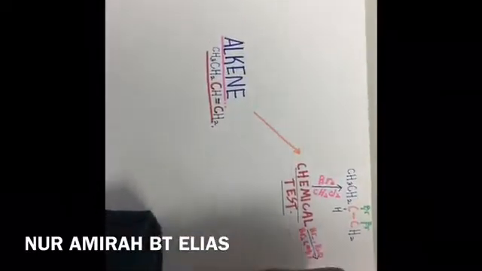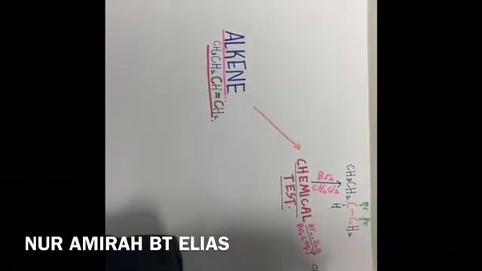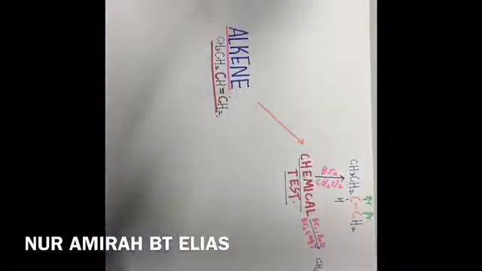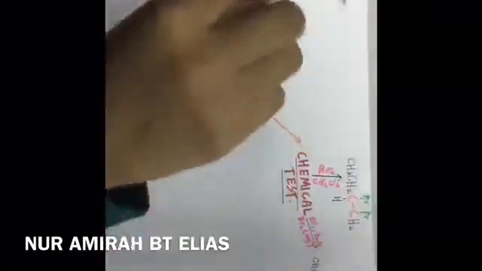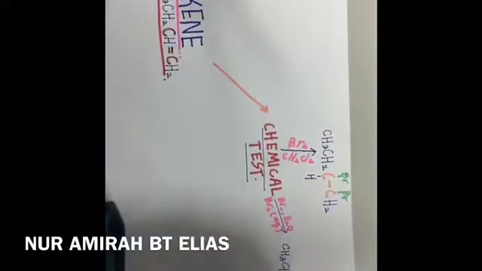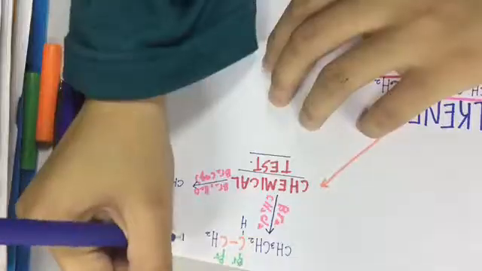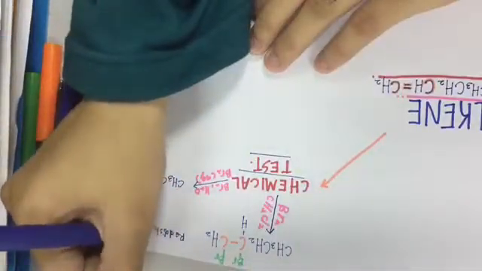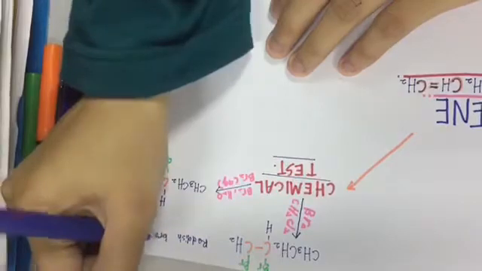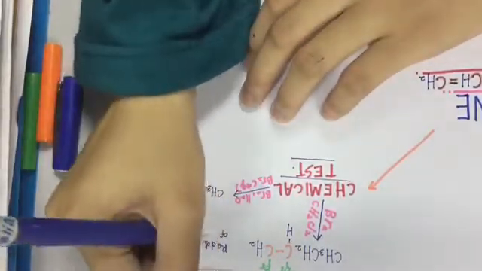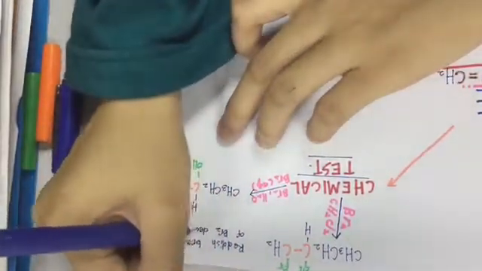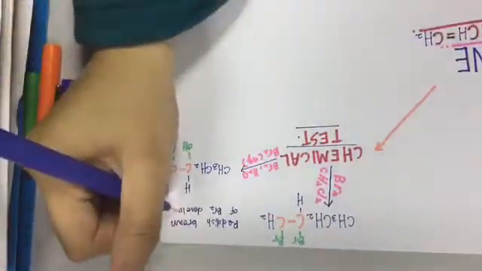In chemical test, there are three reactions that we must know. The first reaction is with Br2 and CH2Cl2, and it will form the product, as you can see on my map. The second test is Br2 with H2O, or Br2 aqueous. The observation for these two reactions is that the reddish brown color of Br2 will be decolorized.